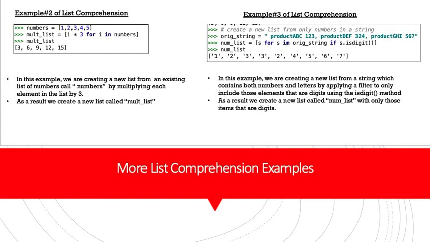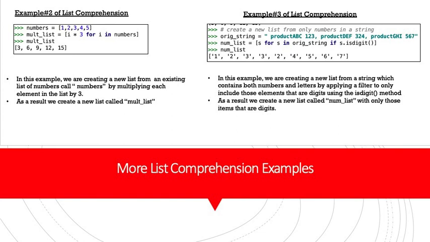So let's explore this. The original string: product ABC 1 2 3, comma, product DEF 3 2 4. So we have a grouping of letters, followed by a space, a grouping of numbers, a comma, and then the pattern repeats. So our list comprehension, numList equals s for s in original string if s is a digit. And the resultant list is what? It takes every single one of those integers and it creates our new list. It disregards the characters or the letters.